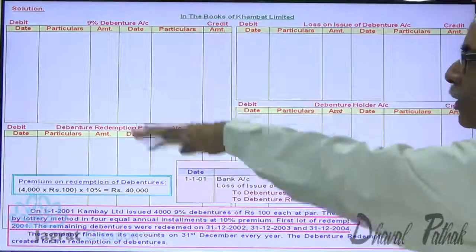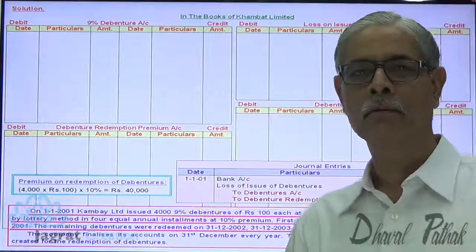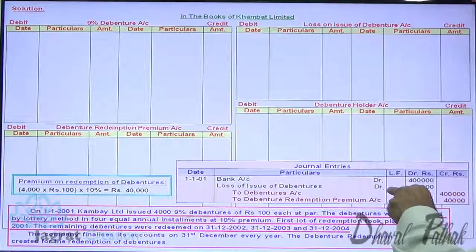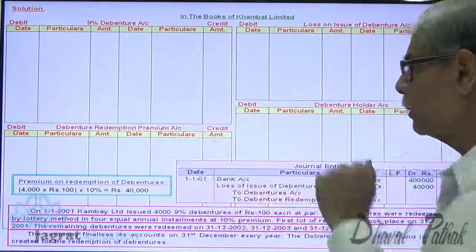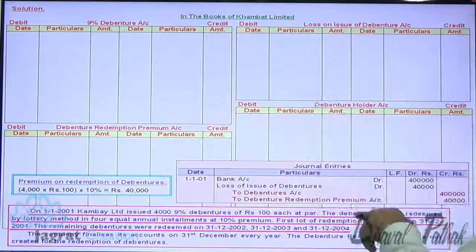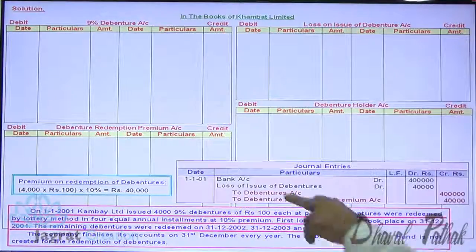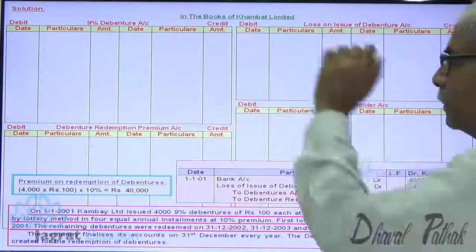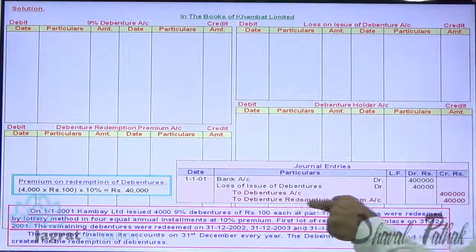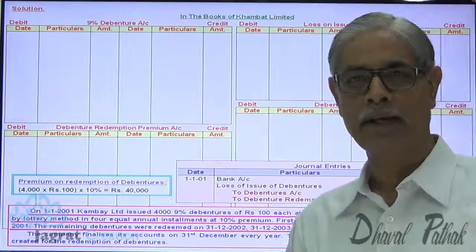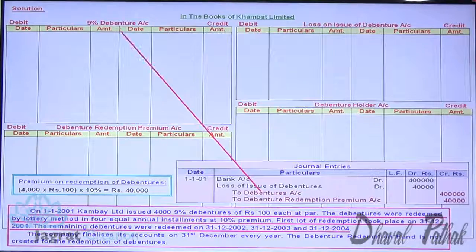Bank account debit. I have not prepared the bank account, so I won't write on the debit side of the bank account. Loss on issue of debentures account debit, here 40,000 will be debited. Debenture liability 4 lakhs will be credited here. Debenture redemption premium 40,000 will be credited here. This is how the ledger posting is to be made. Let me start first of all with the debenture account. Write on the credit side of the debenture account 4 lakhs by bank account.